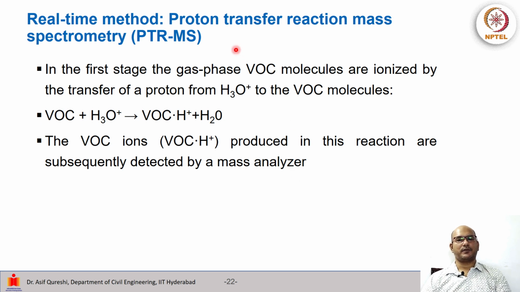We have other methods as well. These may include methods such as proton transfer reaction mass spectrometry, in which the first stage includes ionization of the gas phase VOC molecules by the transfer of a proton from H3O+ to the VOC molecule. So VOC plus H3O+ gives VOCH+ plus H2O. This VOC ion, VOCH+, produced in this reaction, is subsequently detected by a mass analyzer. So we have this mass spectrometer here.